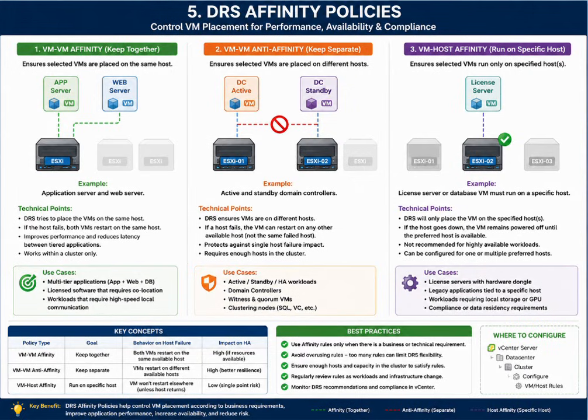So this is all about the affinity, anti-affinity, and VM-host affinity rules. Whether you want to keep virtual machines on the same ESXi host, on different ESXi hosts, or on a specified ESXi host, these rules and policies are available at the DRS cluster level, and are called affinity, anti-affinity, and VM-host affinity rules.